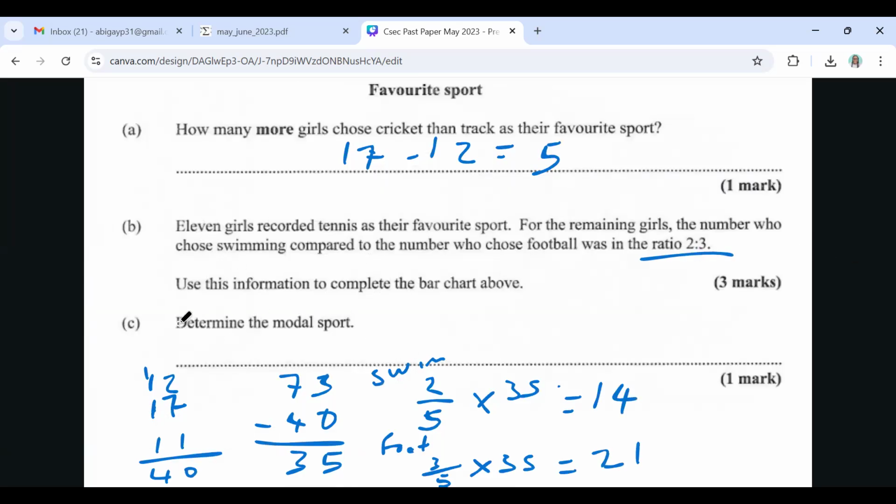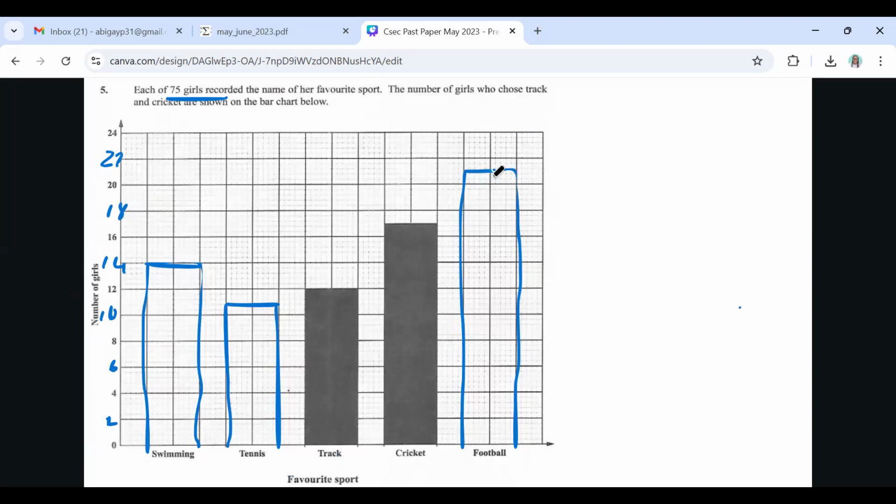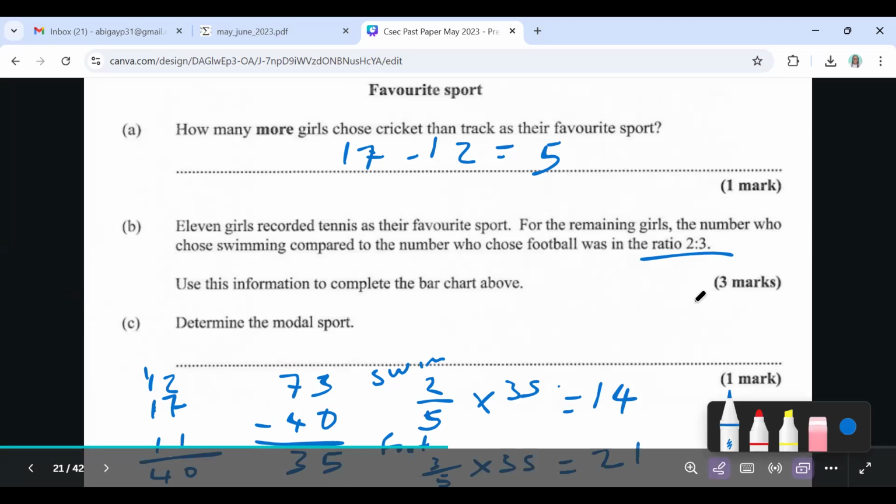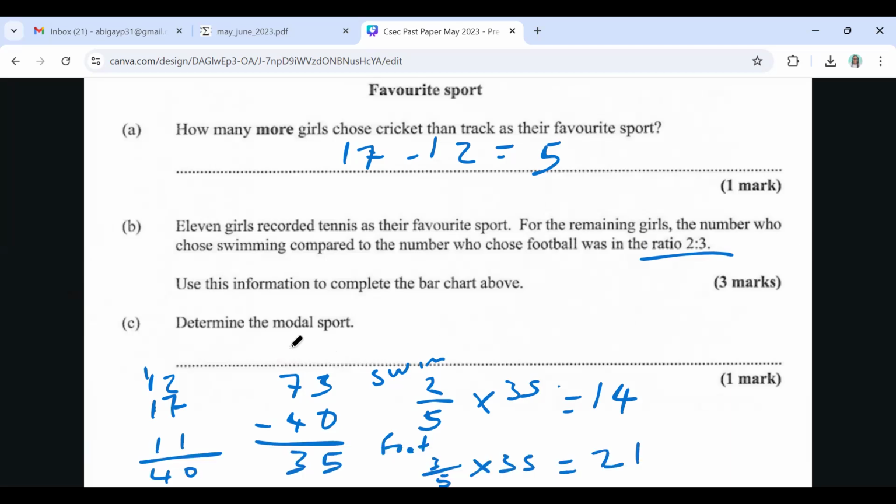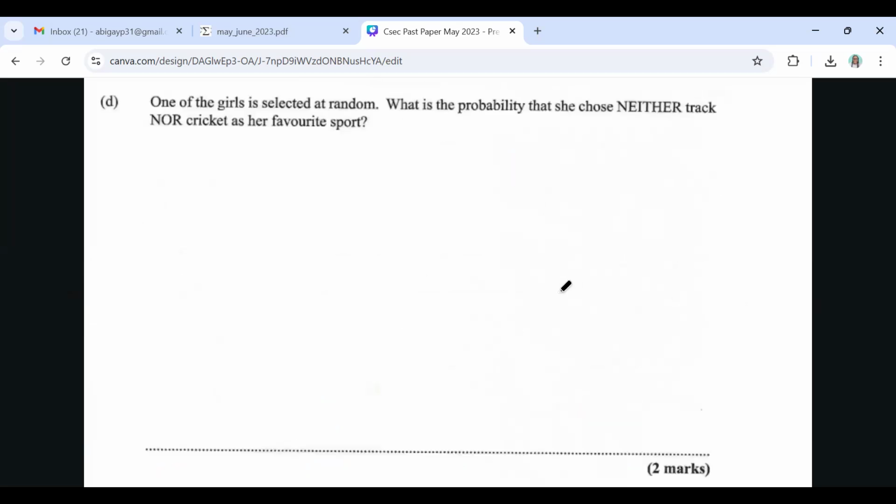So let us go to C. C says determine the modal sport. The modal sport is the highest bar, which is football. So I'm going to write football right here. There we go. So that is the highest favorite sport.